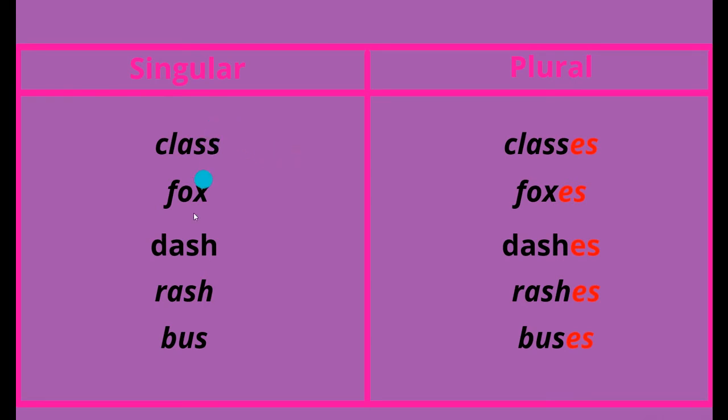These are the singular words and these are the plurals. The first one is class. The plural is classes. Fox, foxes. Dash, dashes. Rash, rashes. Bus, buses.